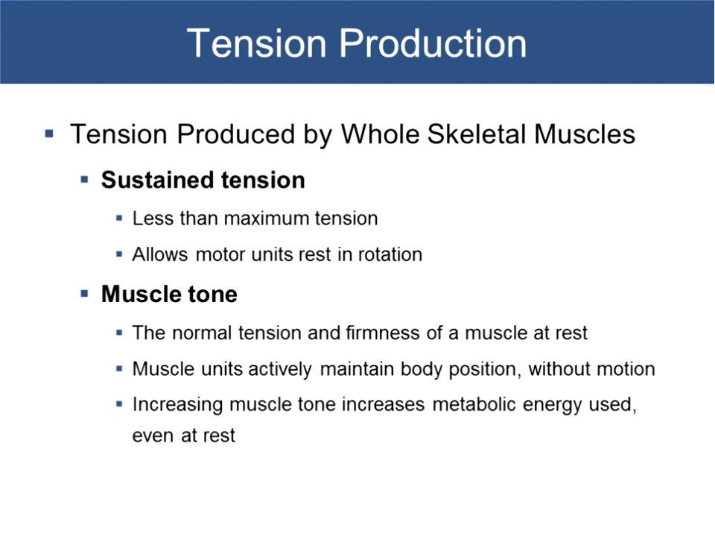So sustained tension is less than the maximum tension, and what it allows the motor units to do is to rest in rotation. Muscles that will do this would be like the muscles of your back and of your neck, where those muscles need to hold your neck up above your shoulders for a prolonged period of time. So instead of having all of those motor units all contracting at the same time for your neck, we're going to let them take turns. Some will be contracted while others are not.